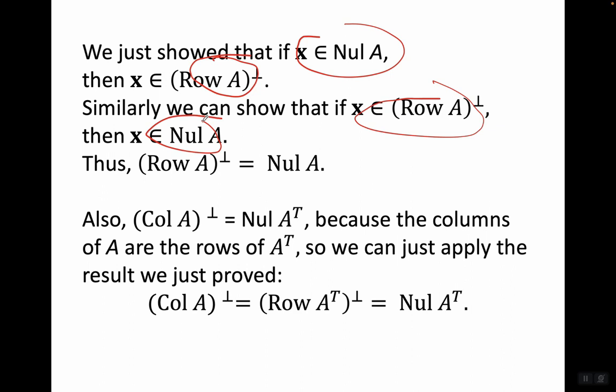Also, the column space of A perp equals the null space of A transpose because the columns of A are just the rows of A transpose. So we can just apply the result we just proved. The column space of A perp, that's the same thing as the row space of A transpose perp. And by this result that we just showed, the row space of A transpose perp is the null space of A transpose.